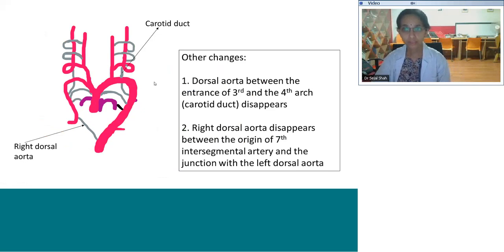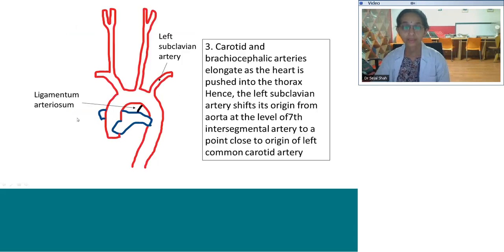There are a few small things which also happen in terms of other changes, which is mostly in terms of disappearance. You can see here the dorsal aorta, which is present between the third and the fourth arch vessels, disappears. This segment is called the carotid duct. Also the right dorsal aorta, which is present between the origin of the seventh intersegmental vessel and the junction with the dorsal aorta on the left side, also disappears.